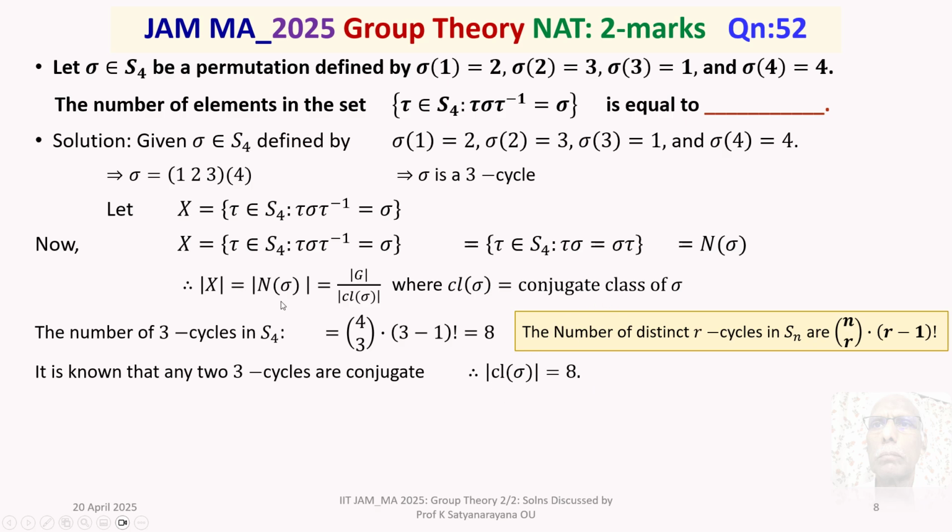Now we are ready. Order of X is equal to order of normalizer of sigma, which is equal to order of G by order of the conjugate class of sigma. That is equal to 4 factorial by 8. 4 factorial is 24, by 8, that is 3. So order of X is 3. Therefore, the answer to this question is 3.